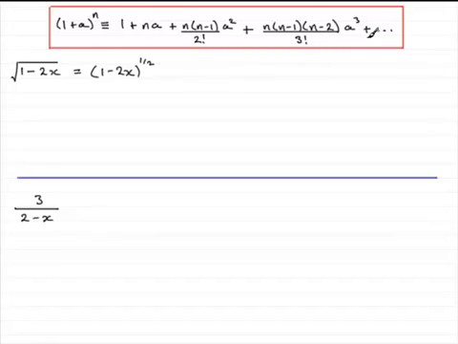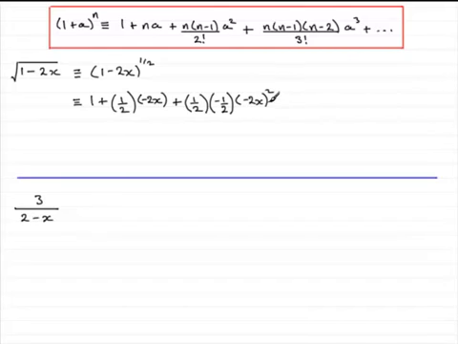So, using the formula, we can see that this becomes identical to 1 plus n times a. So plus n in this particular example is a half times a, and a is minus 2x. And then we have plus n times n minus 1 over 2 factorial times a squared. So that's going to be plus n, which we know is a half. Then it's n minus 1, so we take 1 away from the power, so we get minus a half. And then we've got times a squared, so we've got minus 2x for a, and then we square all of it, so make sure you put that in brackets. And then it's all divided by 2 factorial. 2 factorial is 2 times 1.